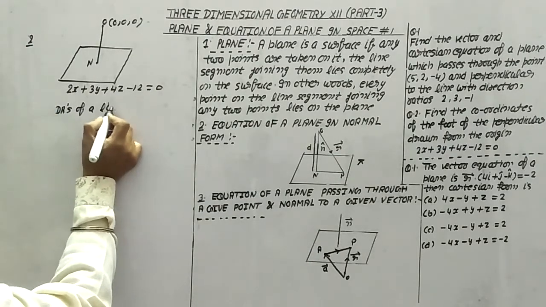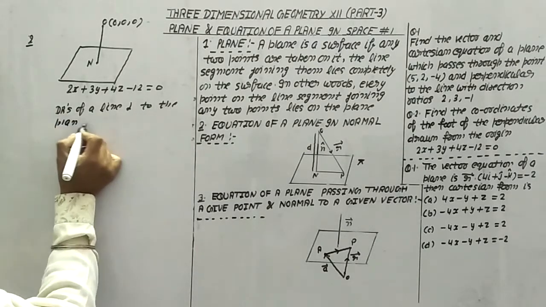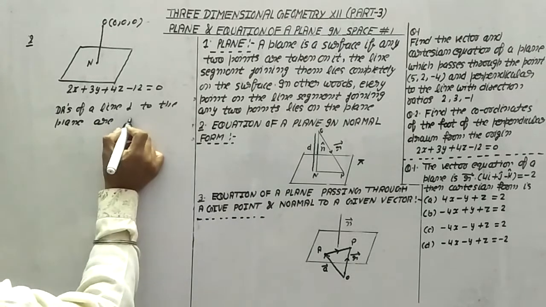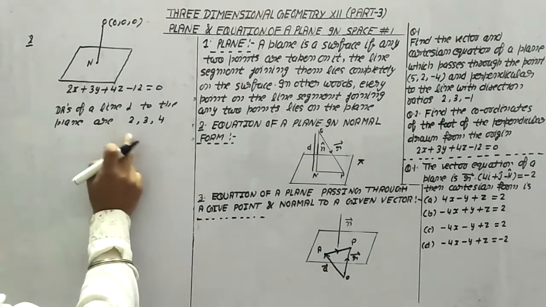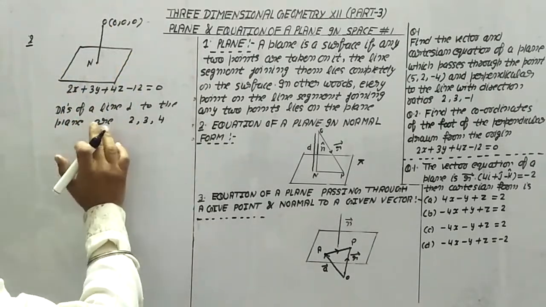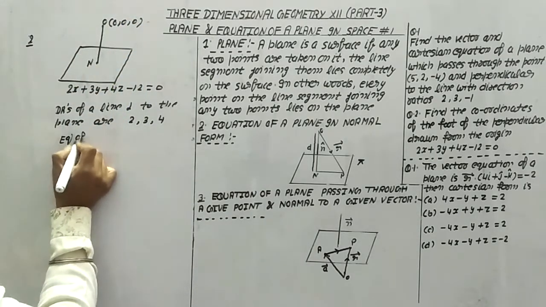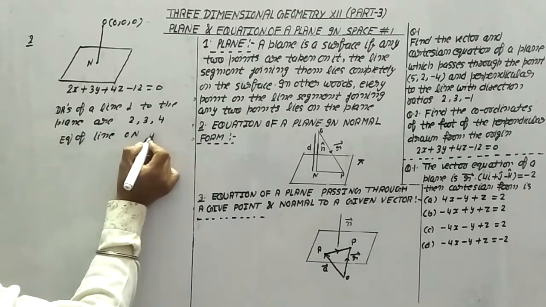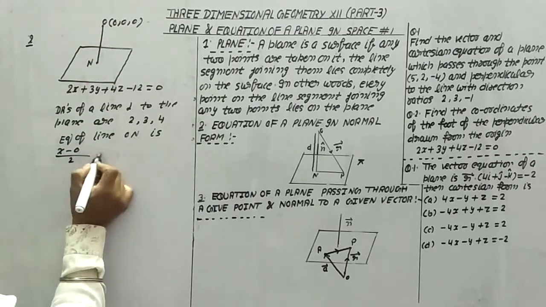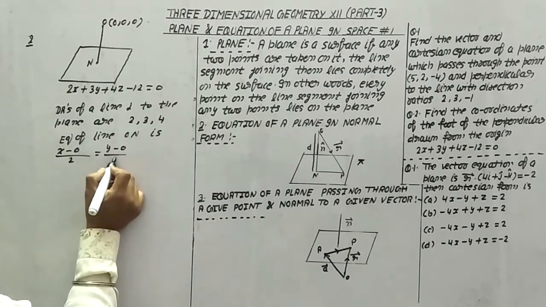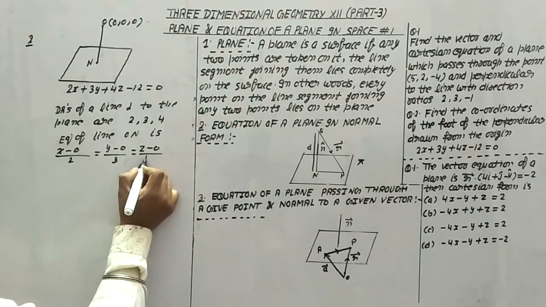Now first of all, we can observe that the DRs of the line perpendicular to the plane are 2, 3 and 4. Because these are the DRs of the line perpendicular to the plane, therefore we can say the equation of line ON, passing through the origin, is given by (x minus 0) upon 2, (y minus 0) upon 3 and (z minus 0) upon 4.